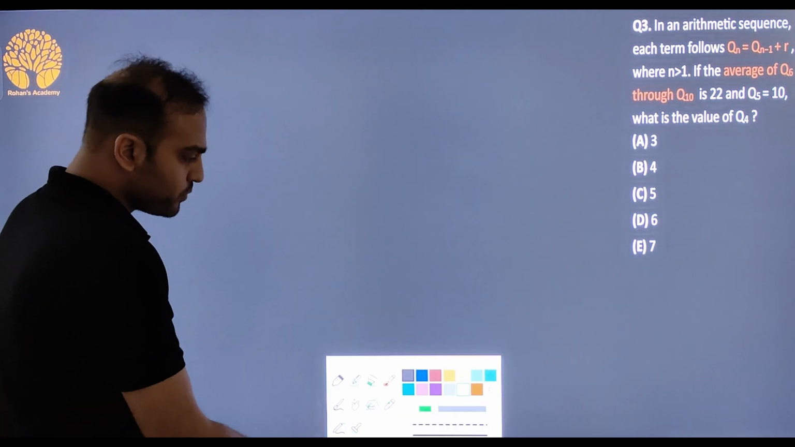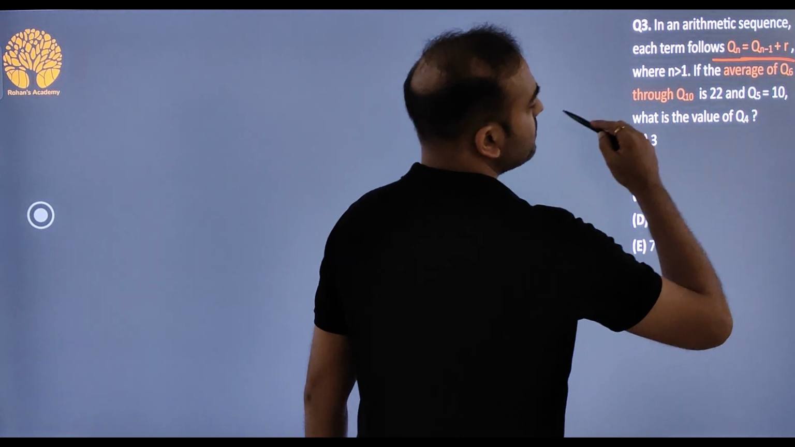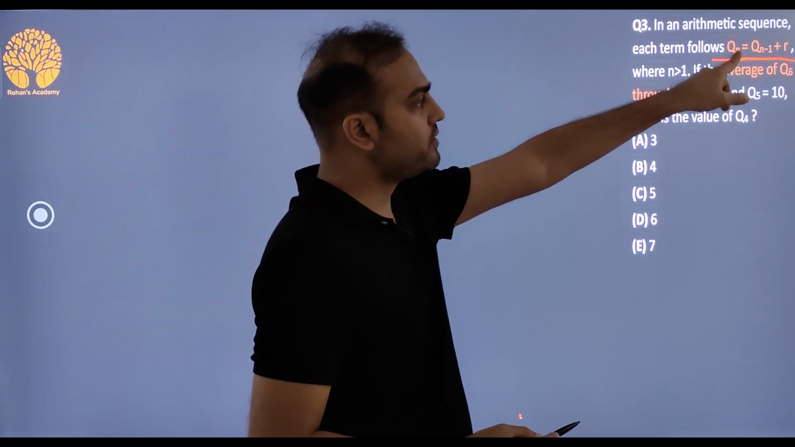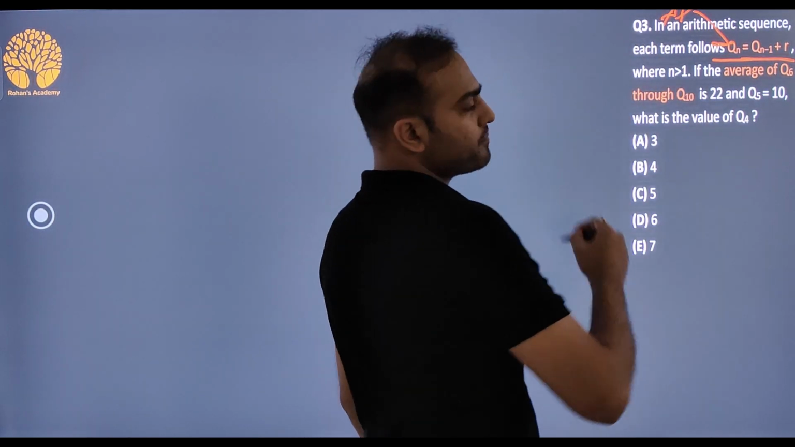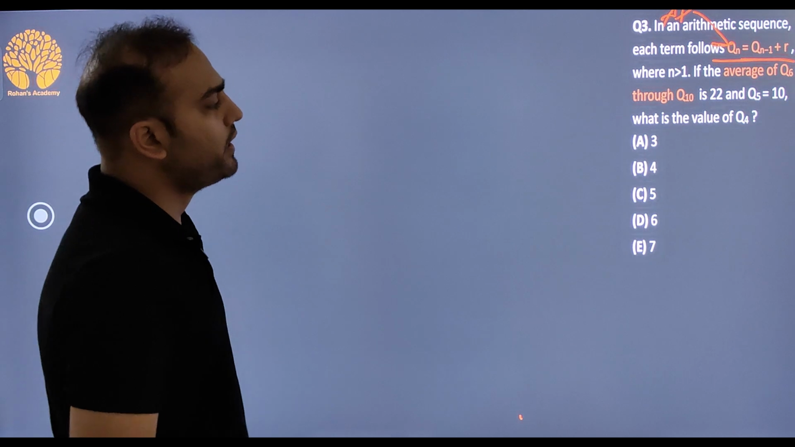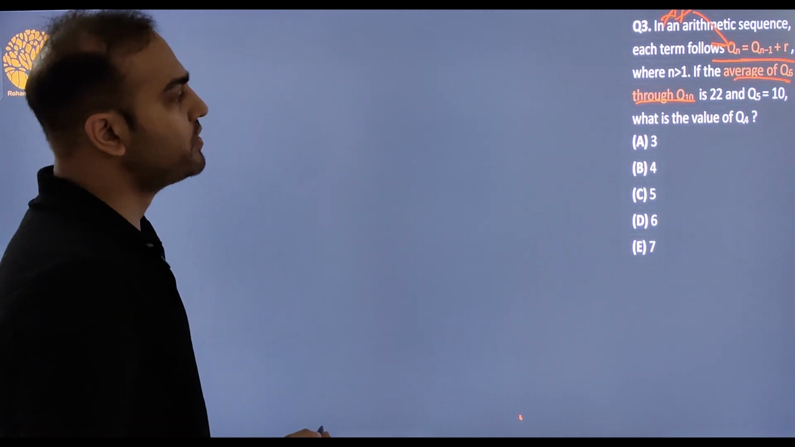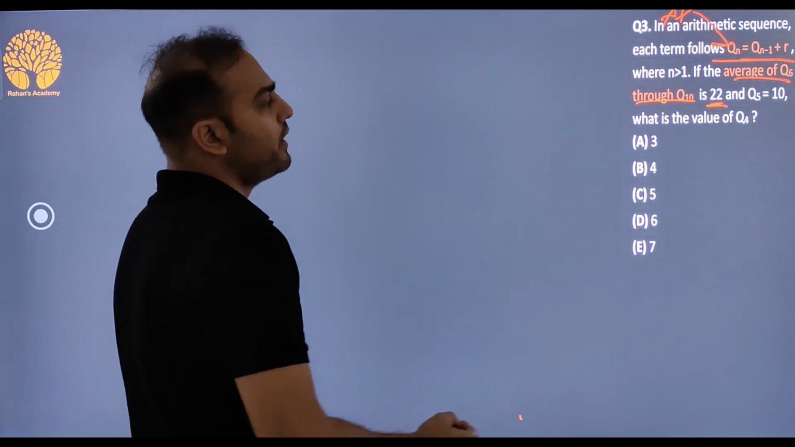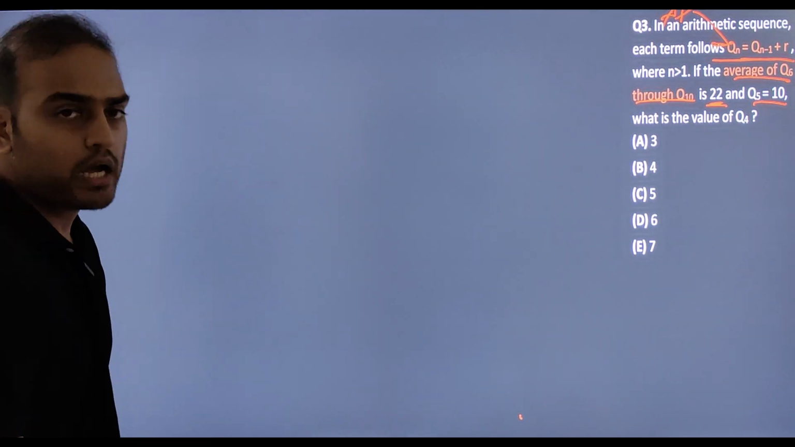Alright, moving to the next one. What do we know? Again, the arithmetic series: the nth term is the previous term plus r. So from this we know this is an AP. And we know the average of Q6 to Q10 is 22, and Q5 we know is 10. What is the value of Q4?